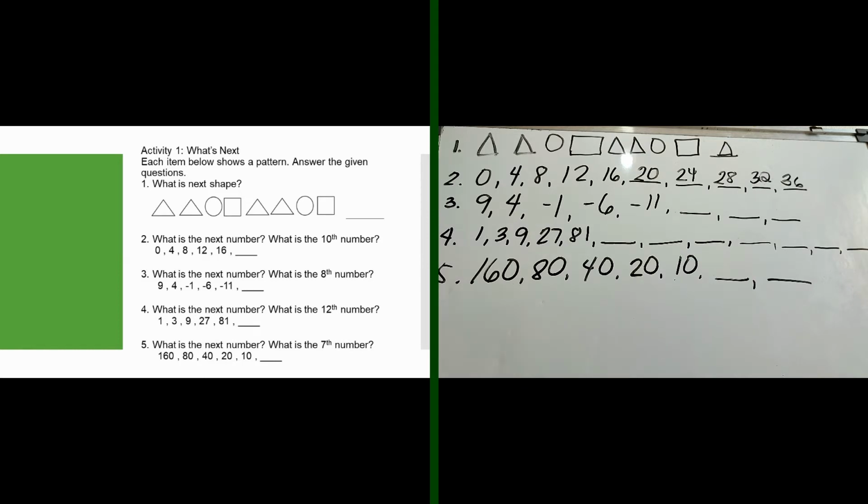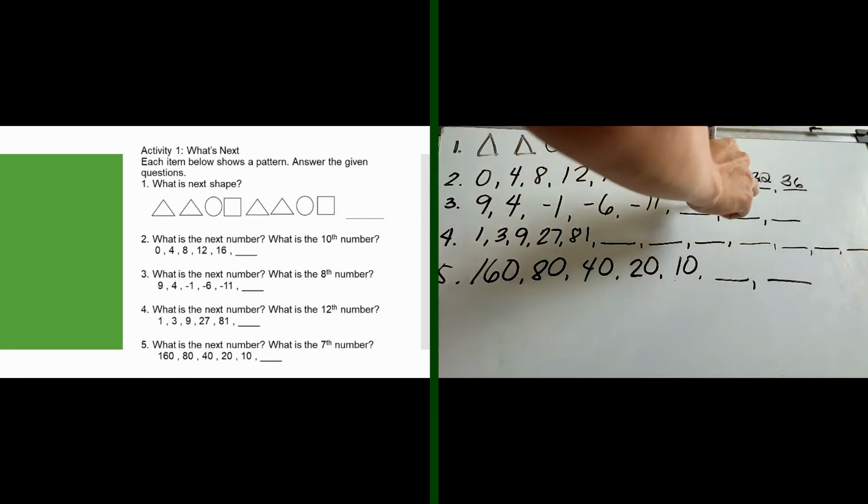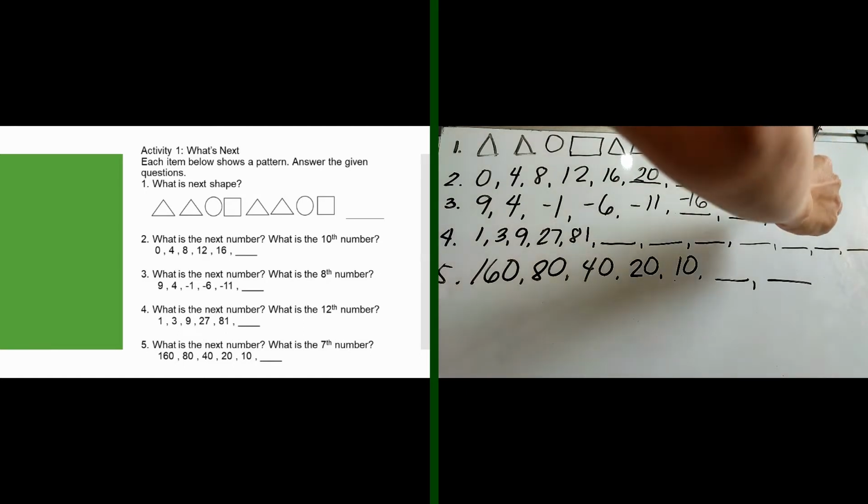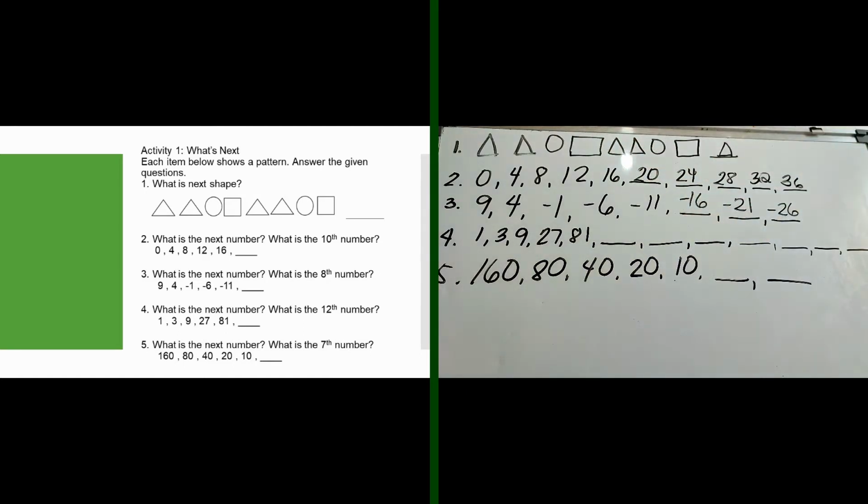Okay, now for number 3, we have 9, 4, negative 1, negative 6, negative 11. In here, this is decreasing order. In this pattern, we're just going to deduct 5, since we have 4 minus 9 is equal to negative 5. And the negative sign denotes that we need to deduct 5. So negative 11 minus 5 is negative 16, and then negative 21, and then negative 26, since we need to get the 8th number.